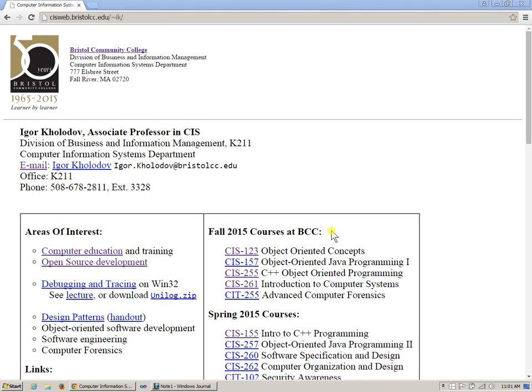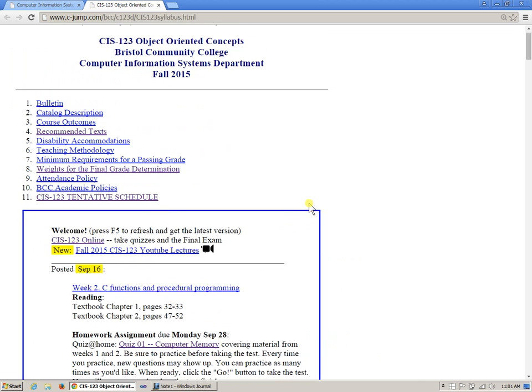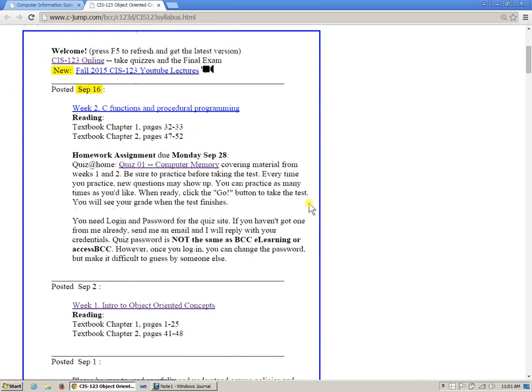This is one of the websites I have for you, and it has a link to CIS 123. Our bulletin board is posted. This is our week 2. There are some leftovers from the presentation that we were running last week. I would like to quickly revisit the numbering systems that we mentioned at the end of the week.